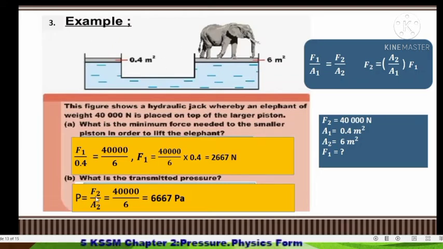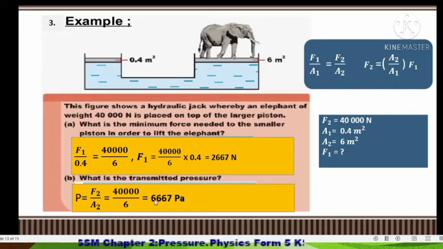So you have the value of F2 and A2 given. Try to avoid using the value that you calculated for the second time, because if the first value here is wrong, then your next answer will also become wrong. So we use the value F2 and A2 to calculate the pressure. So P equals F2 over A2. Thus 40,000 divided by 6.